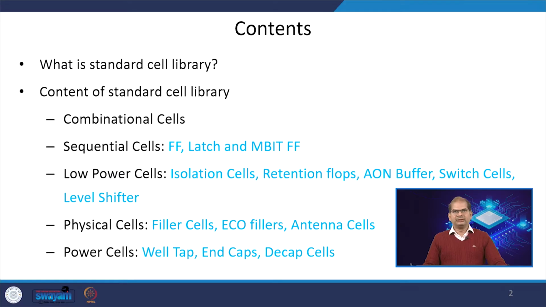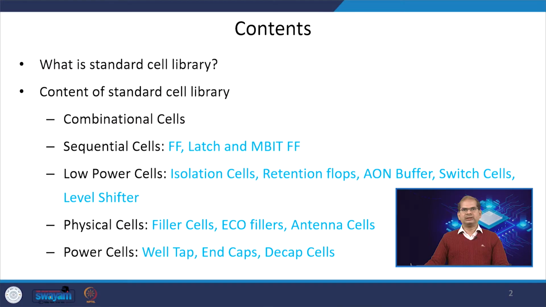Welcome to the course on VLSI physical design with timing analysis. In this lecture, we discuss standard cell library. The content of this lecture includes what is a standard cell library. So, what is inside a standard cell library? The standard cell library consists of many different types of cells: combinational cells, sequential cells, low power cells, physical cells and power cells. We will discuss all these in detail.